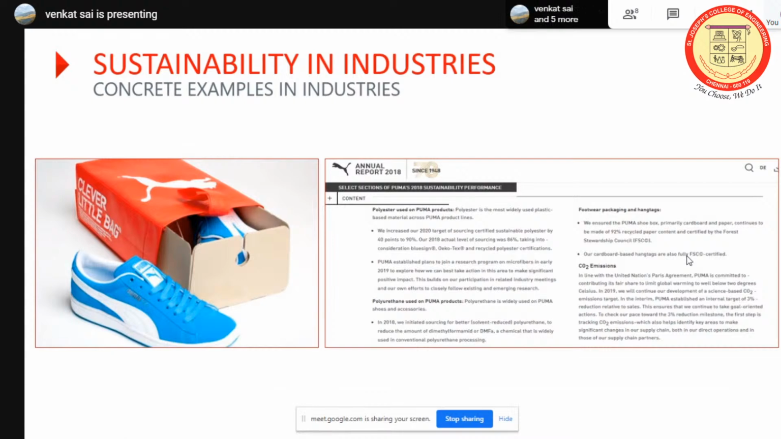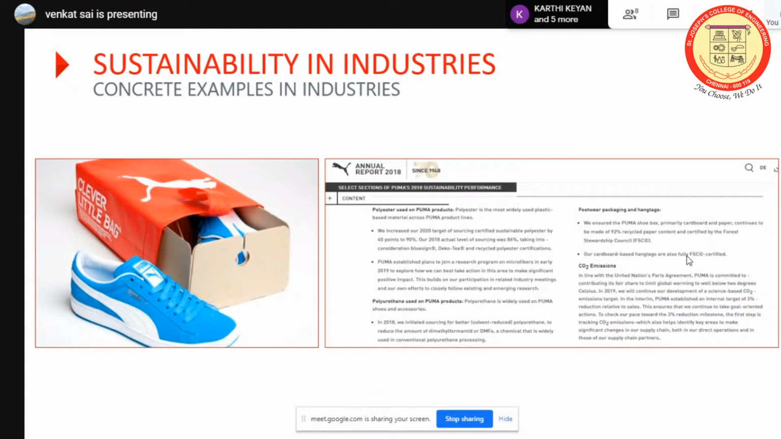Since we talked about shoes, I thought let's go for a very interesting brand, which is Puma. We all know Virat Kohli is the international brand ambassador for Puma. And here I thought I would take this as an example as well. What you can see on the right side of your screen is here as well.